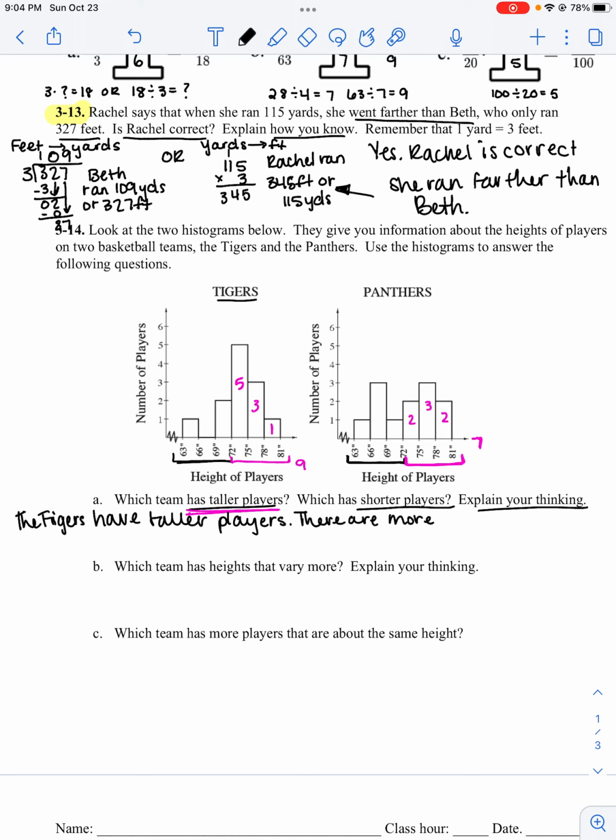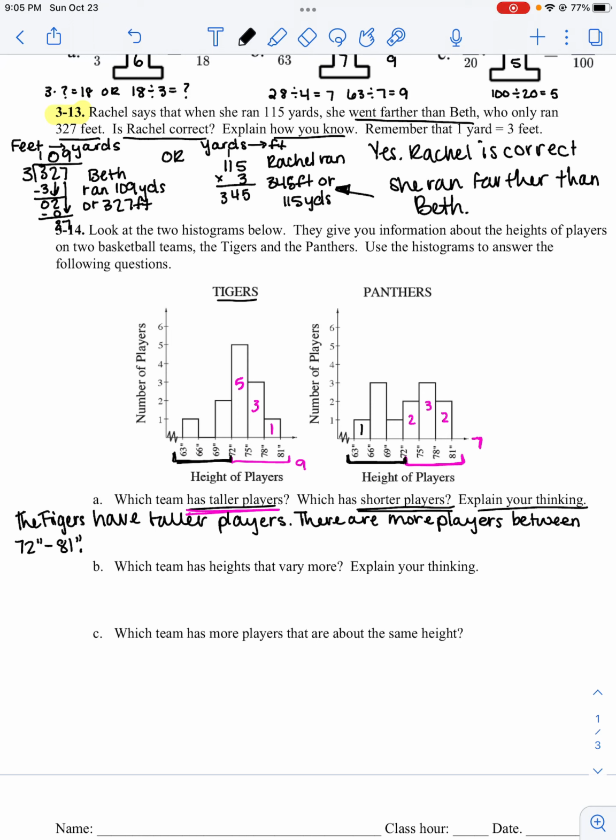There are more players between 72 inches to 81 inches. Okay, so that means that the shorter players, okay, I'm going to look at the range from 63 inches to 72 inches.